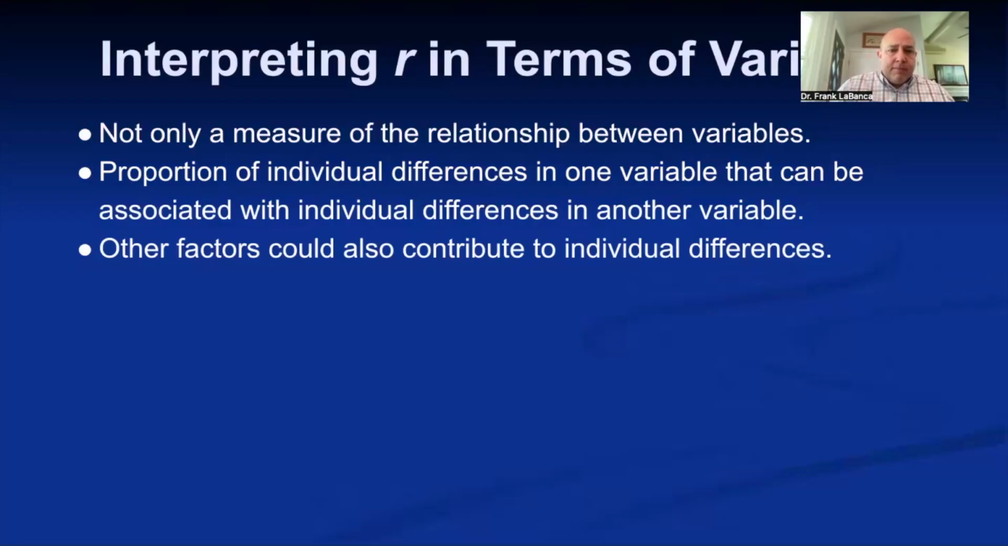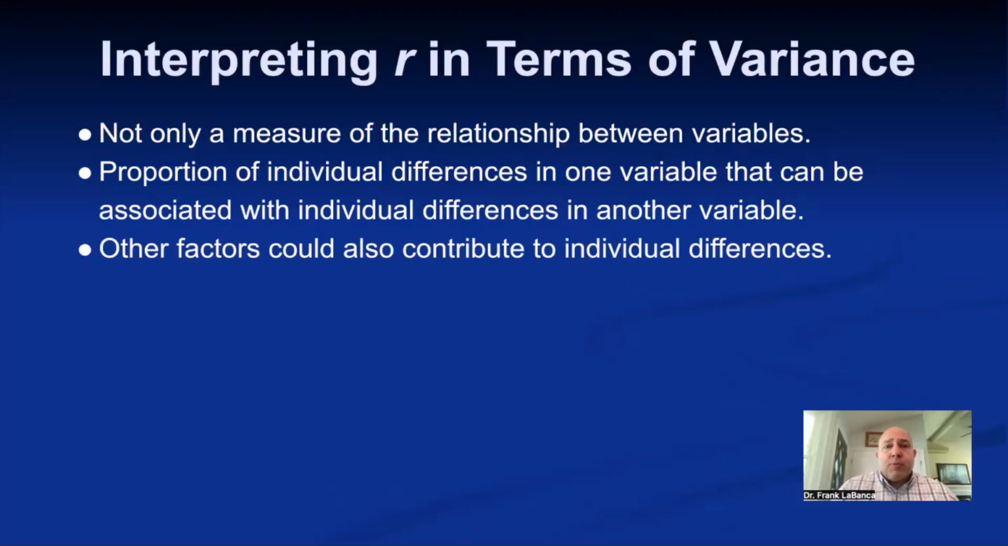There's nothing there. When we interpret R values in terms of the variance, it's not only a measure of the relationship between the variables, there's a proportion of individual differences in one variable that can be associated with the variance of another. Because remember, you're not doing a point to a point. You're doing a set of data and another set of data. So that's how we have to think about it. And obviously, correlation does not mean causation. Other factors could be contributing to the individual differences.